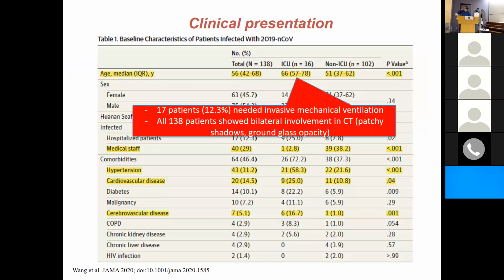I don't have time to go through all the details here. What I would like to highlight is 17%, 12.3% needed invasive mechanical ventilation at all. 138 patients had changes in the CT with patchy shadows, ground glass opacities. And of course, lots of comorbidities.